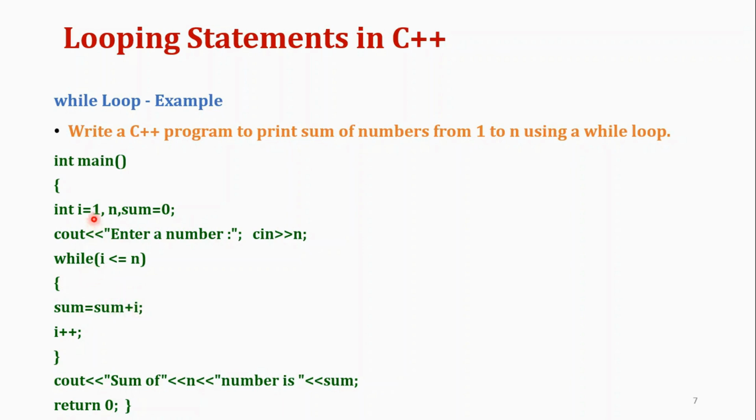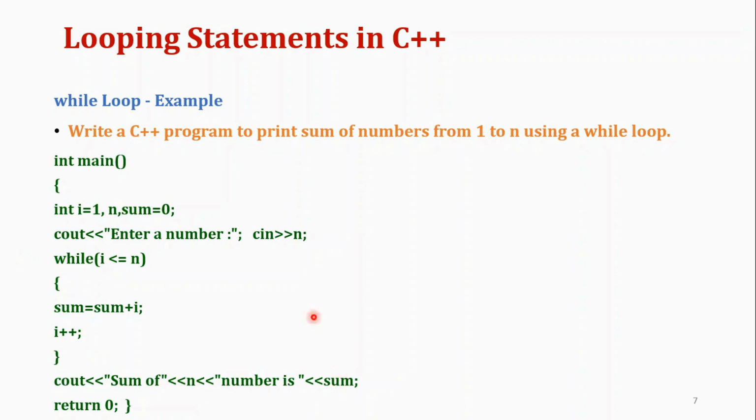Initially i equal to 1, sum will be 0, 0 plus 1. Then i is incremented, i will be 2 now. 2 is less than or equal to n, yes. So the old sum plus the i value, which is 2 now. Next time the i value will be 3. As long as i is less than or equal to n, for example i equal to 10, when i reaches 10, sum equal to old sum plus 10 will be added, and next time i plus plus makes i 11, so this condition will fail. I'll come out of the loop and display the sum of the n numbers is sum.